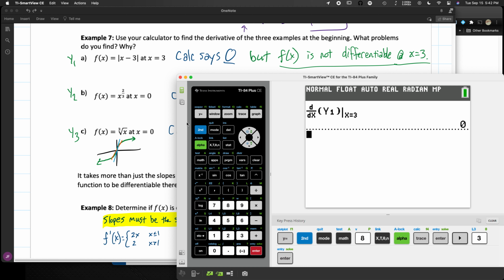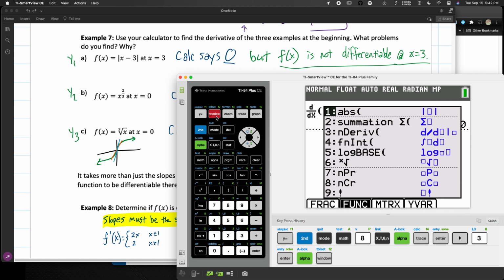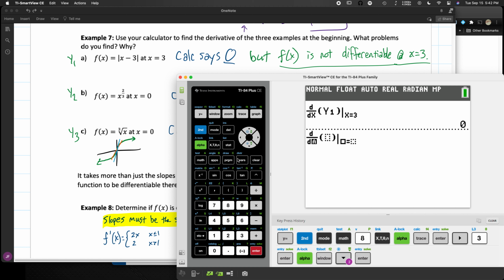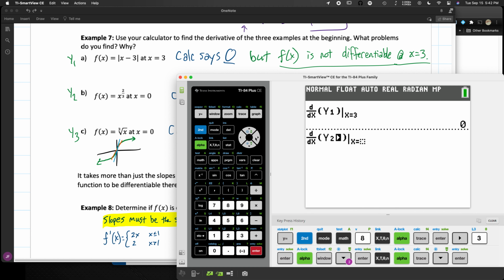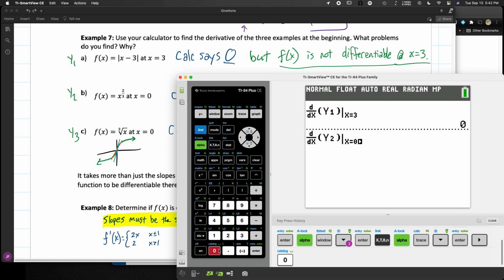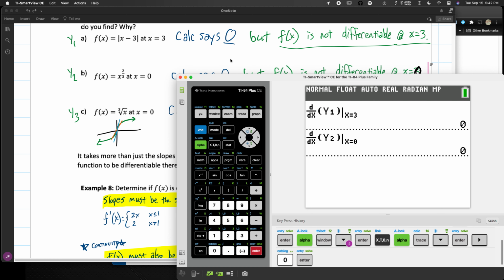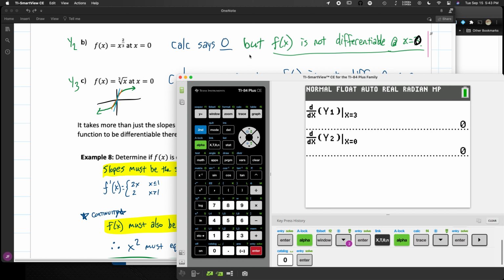All right, so for the second one, we can also do alpha window, and nDeriv is option 3. Doesn't matter, it does the same thing either place you go. We're still deriving with respect to x. This time I want y2, so I'm going to call on y2, and we want it when x equals 0. Again, this was that cusp, the winged function, and again it tells us when x equals 0, our derivative is 0, but we know that's not the case. It's not differentiable at a cusp.